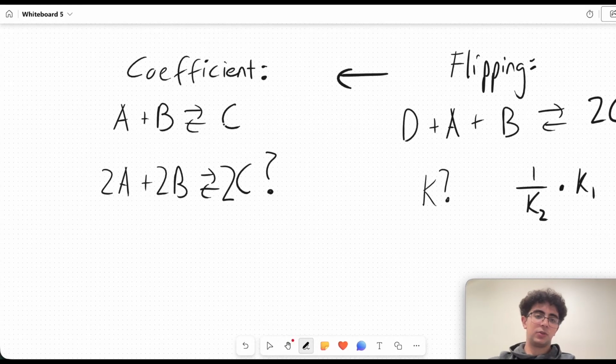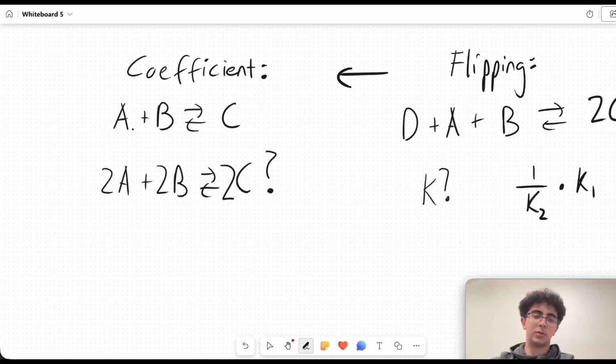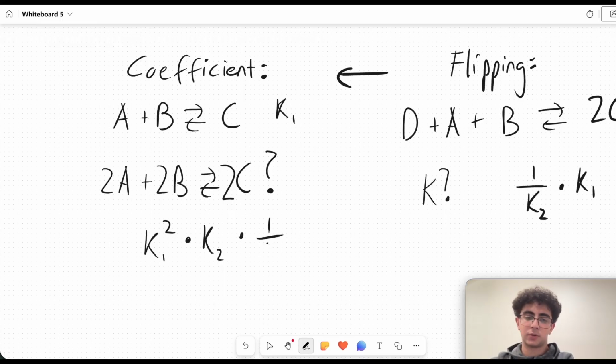And our last thing we could do is adding coefficients. So let's say we wanted to double it. A plus B in equilibrium with C, let's say that's K1. And then instead we wanted 2A plus 2B yields 2C. Then it's just going to be K1 squared. And then of course if you wanted to add that with something, you could multiply it by like K2. If we wanted to add to the reverse of a third reaction, we could just multiply by 1 over K3, and so on until you get whatever desired reaction you want.